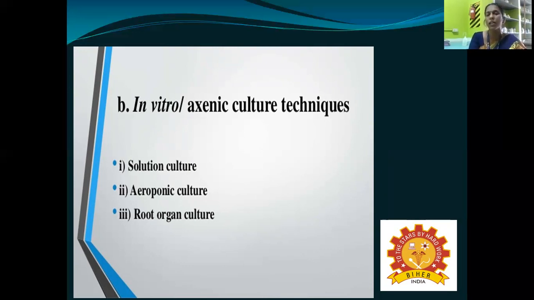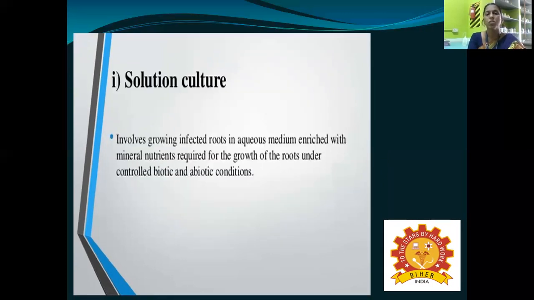And then the second one is called in vitro. In vitro is called axenic culture techniques. In axenic culture technique, there are three modes: the solution culture, aeroponic culture, and root organ culture. So what is a solution culture? Solution culture means growing the infected root in an aqueous medium enriched with mineral nutrients for the growth of roots under controlled biotic and abiotic conditions. Abiotic means environmental factors, and biotic, like sunlight, all these features come under biotic conditions. So these two conditions promote the growth of the plant in the AM. It is called solution culture.